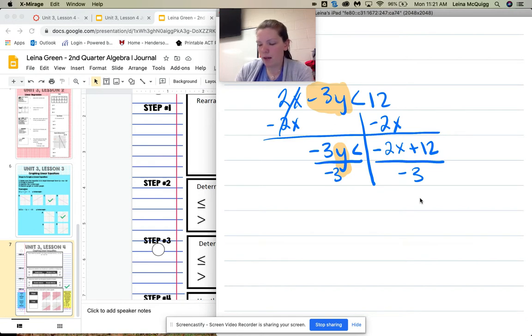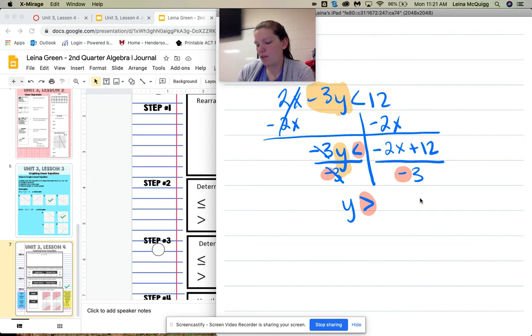So negative 3 divided by negative 3 is 1. So I'm just left with 1y, but I don't have to write the 1 in front of y. I understand there's 1 there. I divided by a negative number. So I have this rule that tells me if I divide or multiply on both sides of an inequality by a negative number, I have to flip my symbol. So now instead of having a less than, I'm going to make it greater than. So I have to flip my symbol, okay? Because I divided by a negative number, I need to flip that symbol.